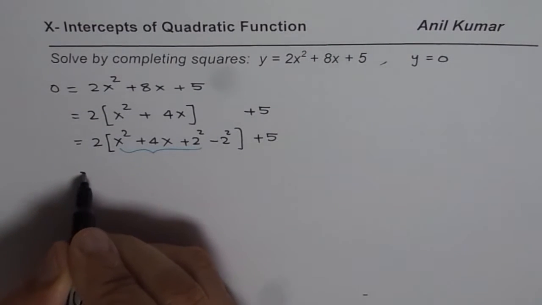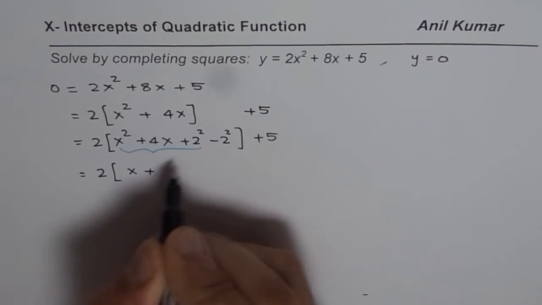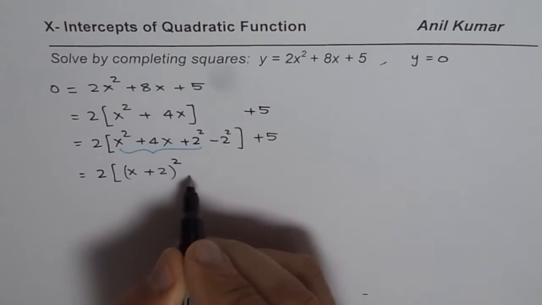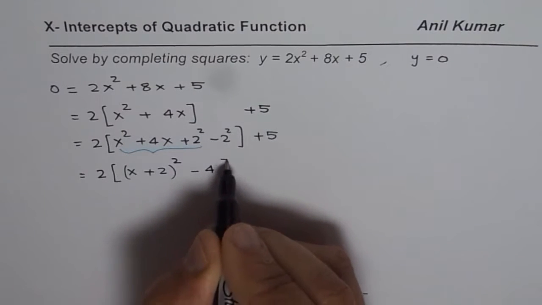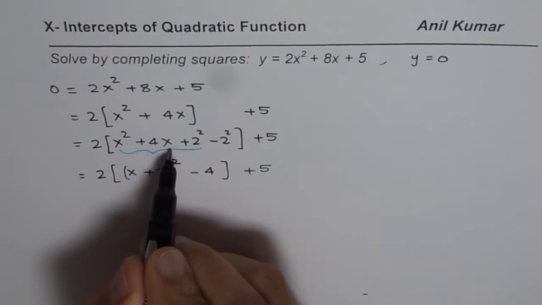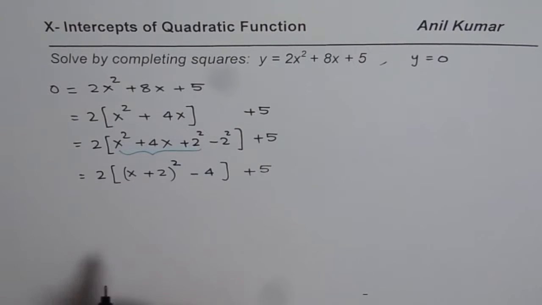So we can now write this as 2 times x plus 2 whole squared, right? Minus 2 squared is minus 4, plus 5. That is the step which we call completing the squares. We added and subtracted 4 to complete the squares.